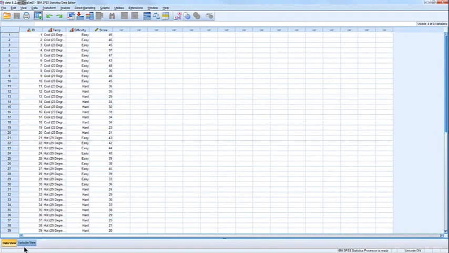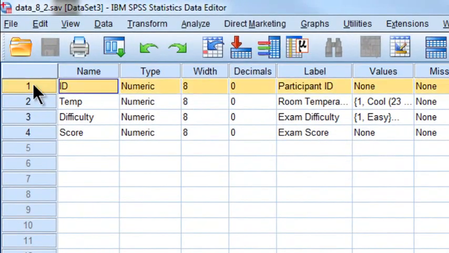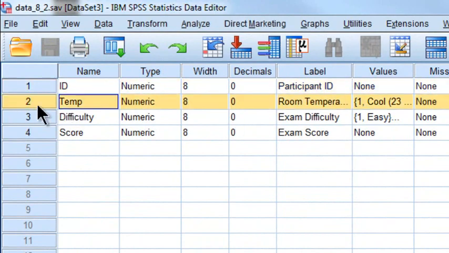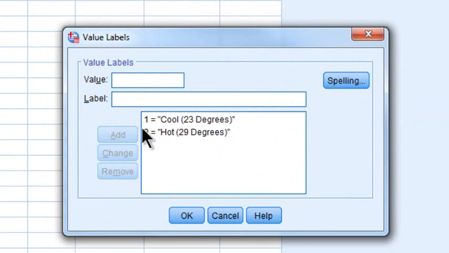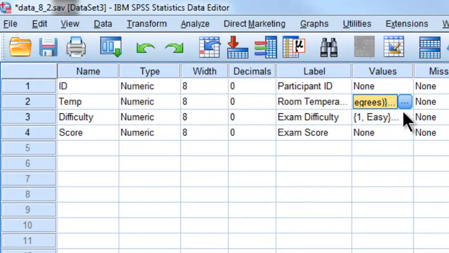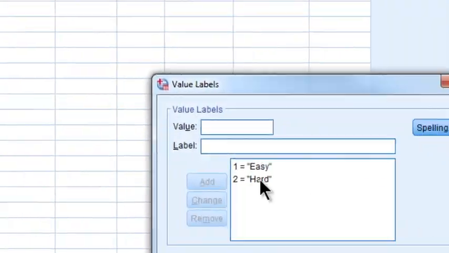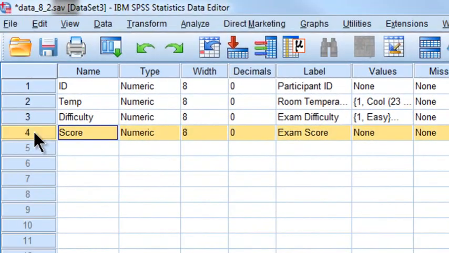This time we do have a participant ID. So that first variable is participant ID. Then we've got the temperature, with 1 indicating the cool room and 2 indicating the hot room. And difficulty, again, 1 indicates easy and 2 indicates hard. And then our dependent variable, the score, is a scale variable.